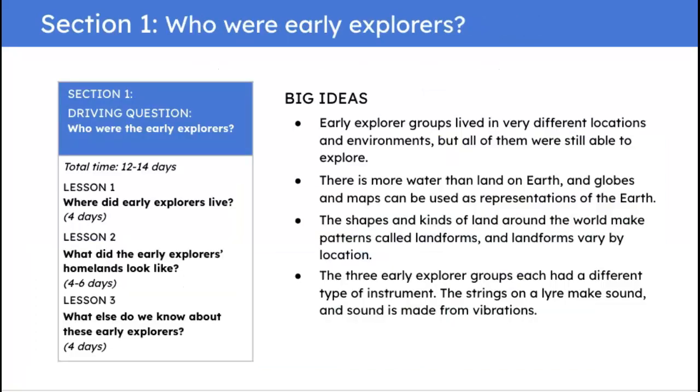Through the storyline in Section 1, students gain an understanding of these standards-based big ideas. Early explorer groups lived in very different locations and environments, but all of them were still able to explore. There is more water than land on Earth, and globes and maps can be used as representations of the Earth. The shapes and kinds of land around the world make patterns called landforms, and landforms vary by location. The 3 early explorer groups each had a different type of instrument. The strings on a lyre make sound, and sound is made from vibrations. Section 1 should take about 12 to 14 days to complete.